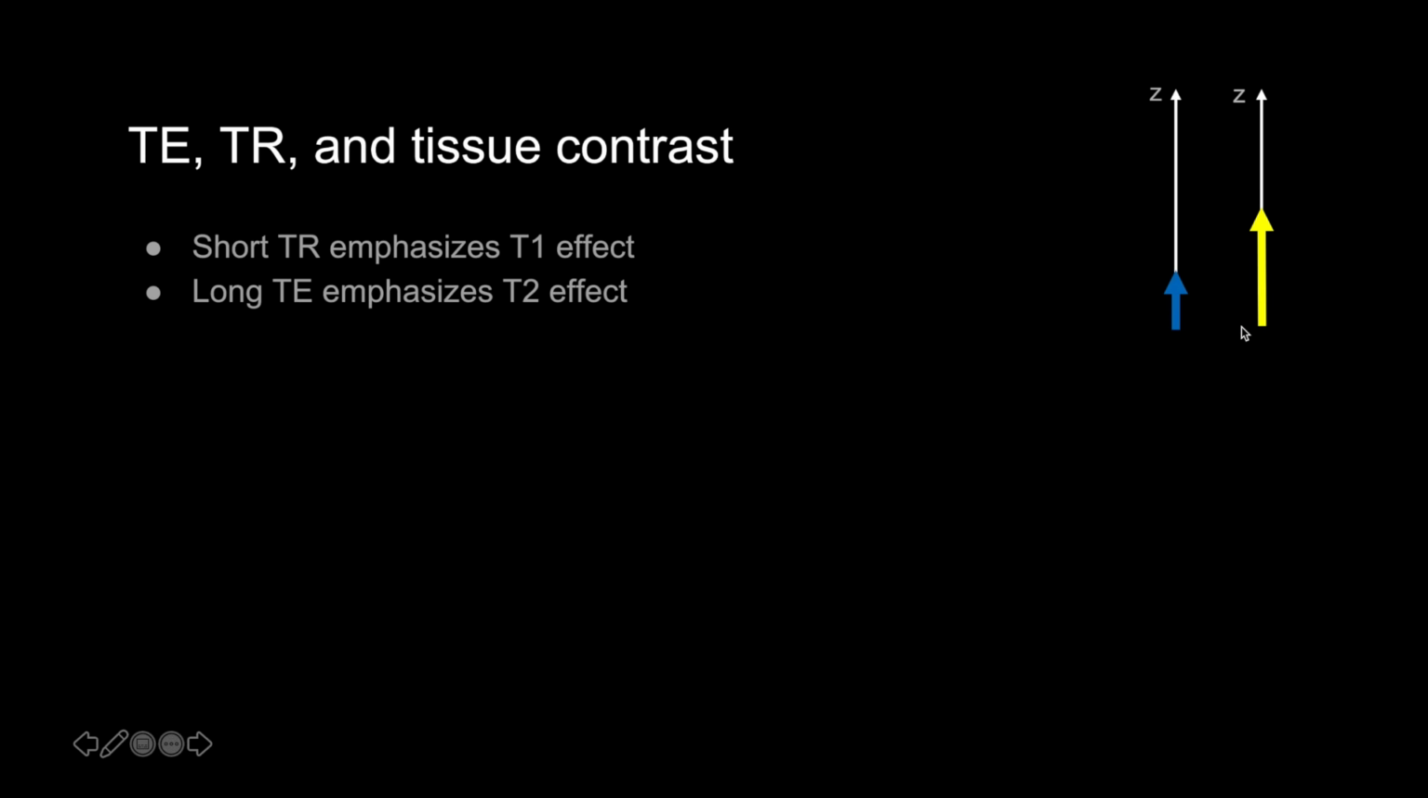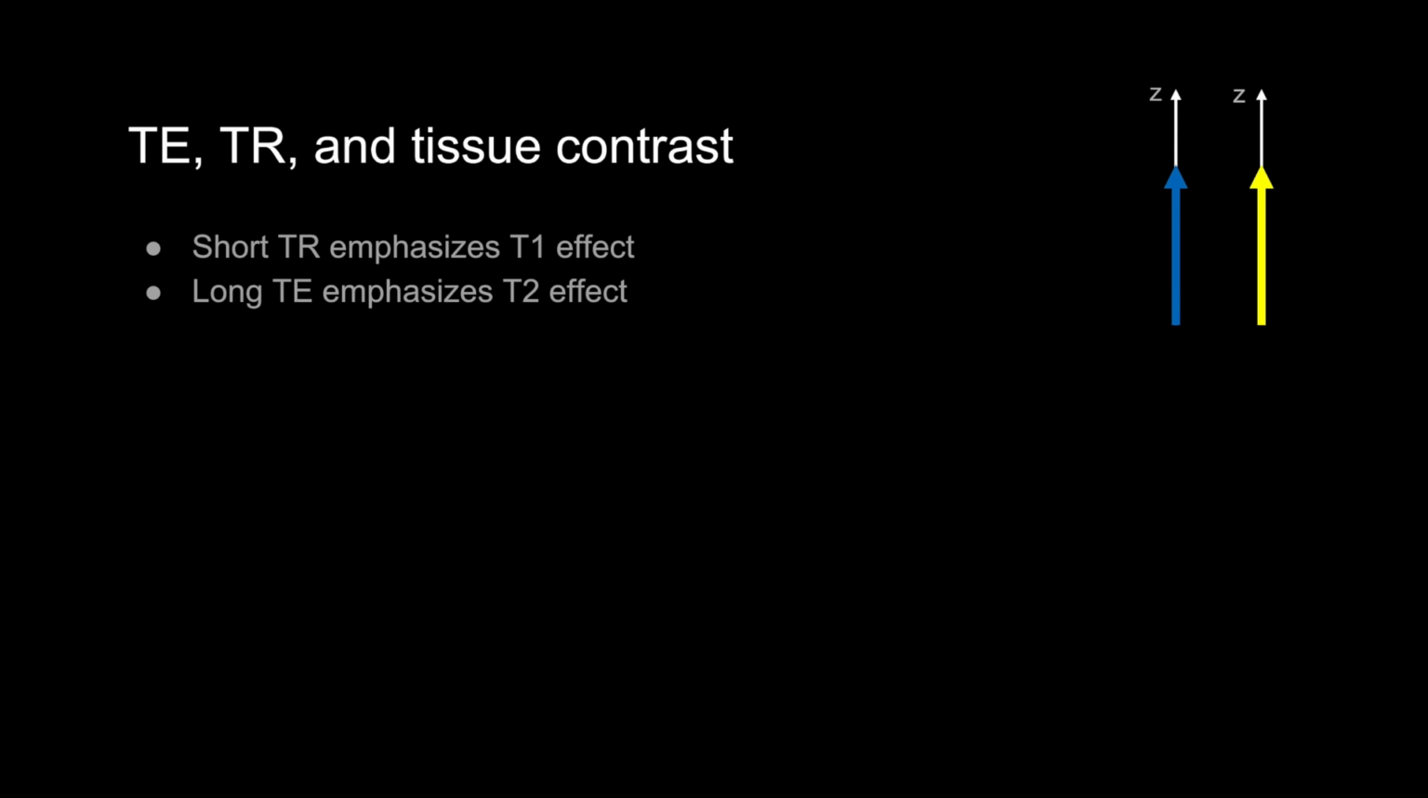To illustrate that more, if we had waited even longer and had a long TR, we would have let the water and fat molecules completely relax into the z-axis, and then if we apply an RF pulse, there's no difference between the tissues, and so we've now completely gotten rid of any differences in T1 relaxation. So remember one thing here, again, short TRs emphasize the T1 effect for the reasons that we just mentioned.